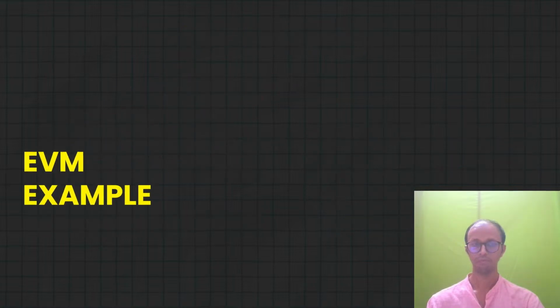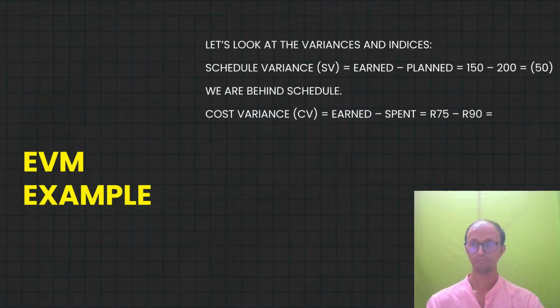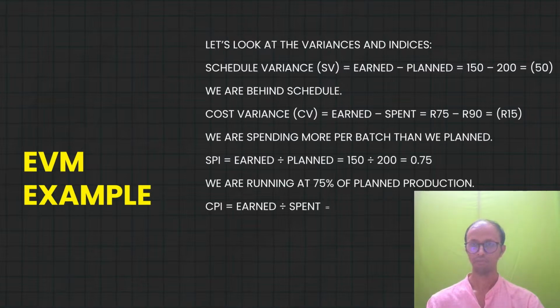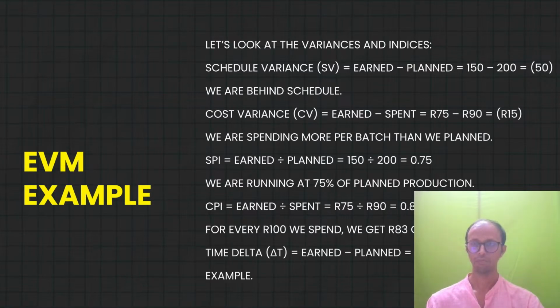Now let's calculate the various aspects that we have covered as of now. The first part, the schedule variance, is earned minus planned: 150 minus 200 is minus 50. So we are behind schedule. The cost variance, earned minus spent, 75 minus 90, so it's minus 15. So we are spending much more than we planned. So what is the SPI? It's 150 divided by 200. 150 is the earned value, 200 is the planned value. So 0.75. So it's less than 1. So we are running late.